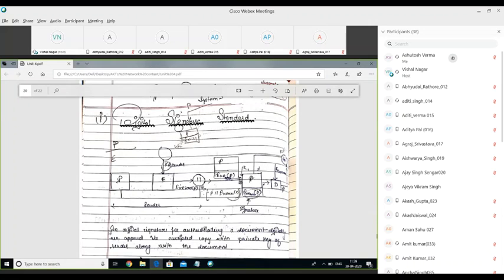Authenticity means the content is generated by the original sender, and during the communication period there was no malicious attack over the data. To ensure this, or to increase the authenticity of the data, we have this DSS, because in the virtual world we cannot apply the physical signature, so we apply the digital signature.